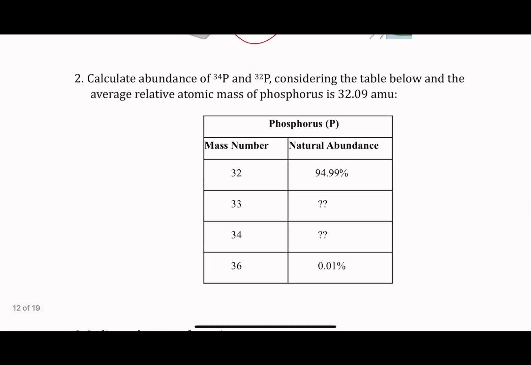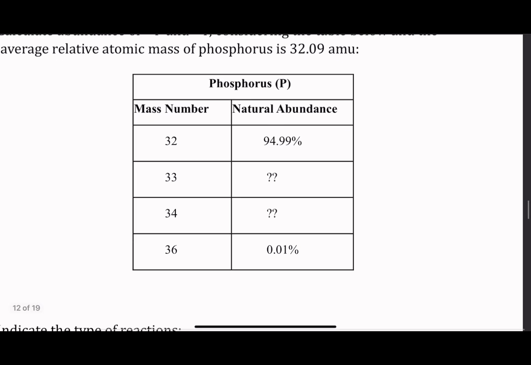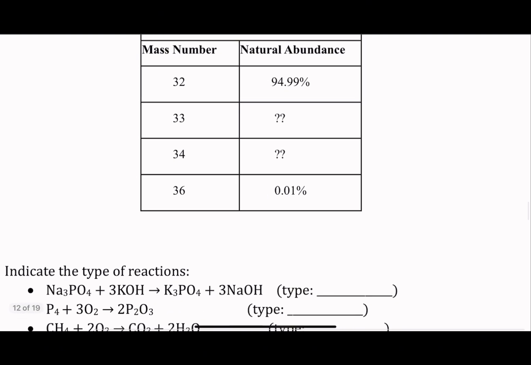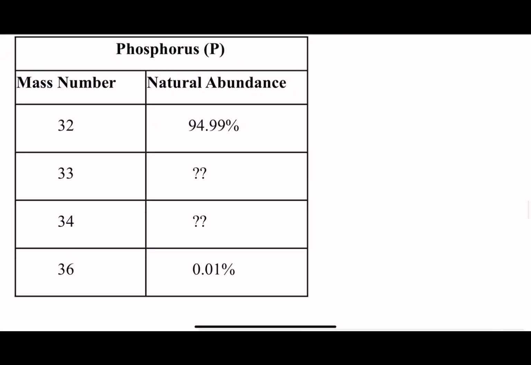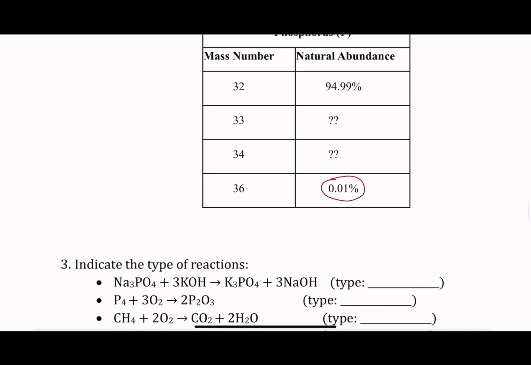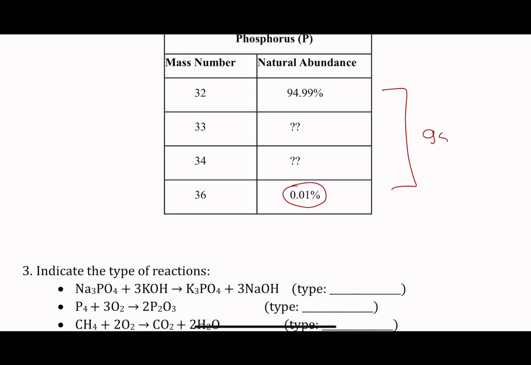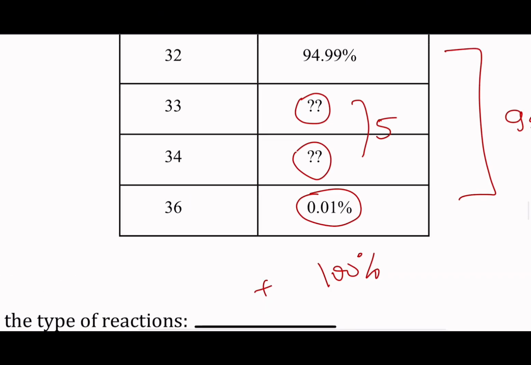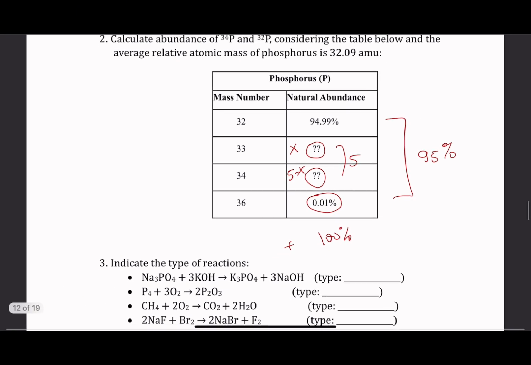And the next one: calculate the abundance of P34 and P32 considering the table below. So we know that over here is the mass number. For 32 it is 94.99, and this one in here we got 0.01. If you add them up together you will get 95%, and we know everything needs to add up to 100%, right? So these two are adding up together to 5%. In order to solve this equation, I can say this one is x, the other one is 5 minus x, and then we can find the answer.